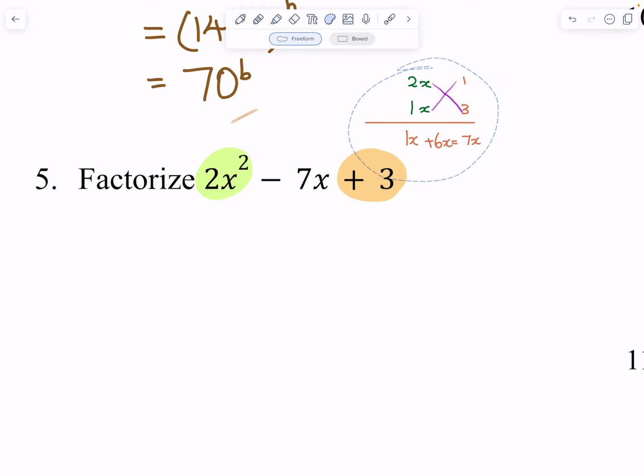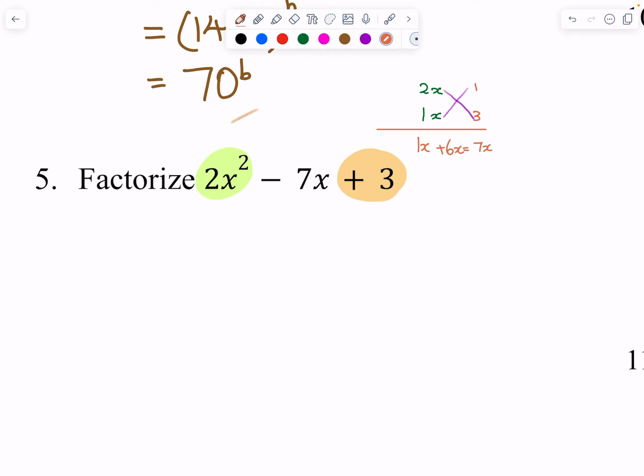Since I know this method is not working, I need to try some other numbers. So let's move it there. Let me do 2x and 1x again, but on the other side I'll change to negative 1 and negative 3. Why do I do that? Negative times negative is also positive. So when you see the positive sign, you can use both of them as positive or both of them as negative. And now let me do the cross again.